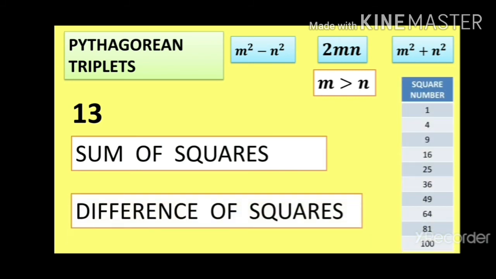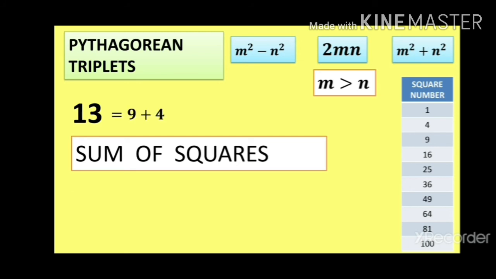So here let's consider some square numbers 1, 4, 9, 16 like this, and check how we can get 13. Either we can add two square numbers or subtract. So here we can see that if I add 9 plus 4, we get 13. So here we are using the sum of the squares. So 9 can be written as 3 squared, 4 is 2 squared. Now 3 squared plus 2 squared is of the form m squared plus n squared. So that is the sum of the squares.